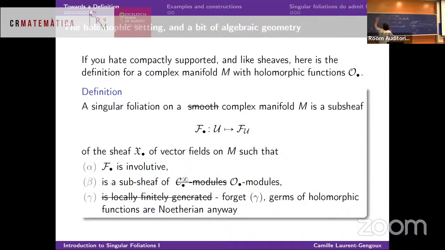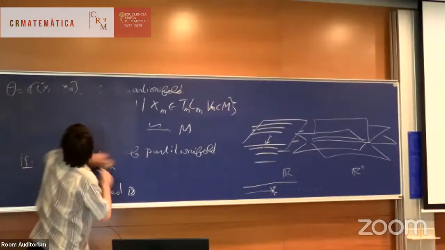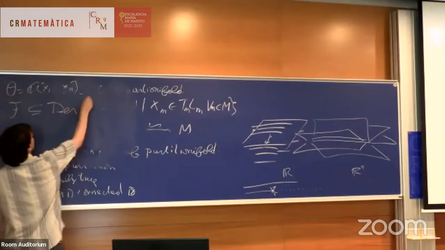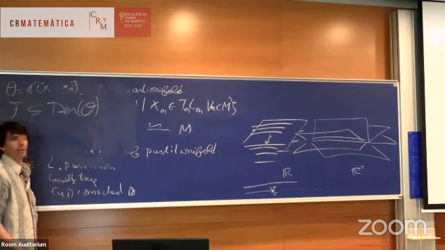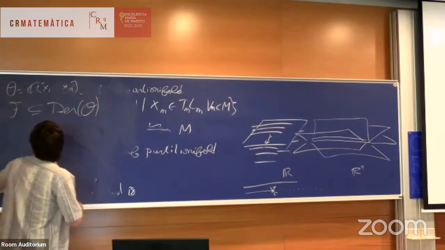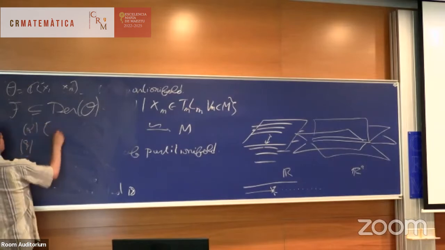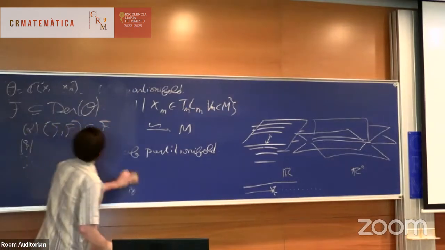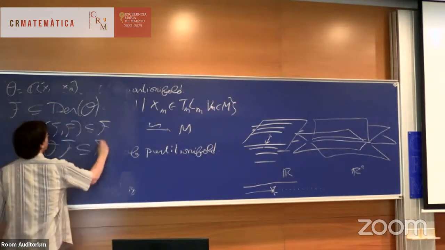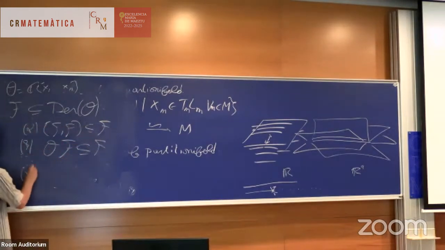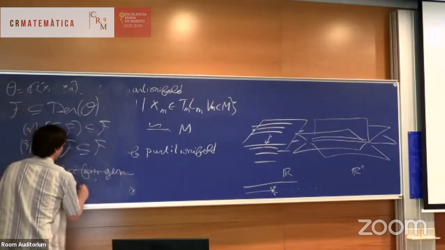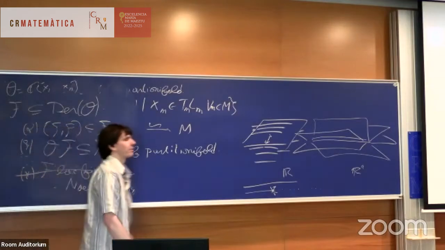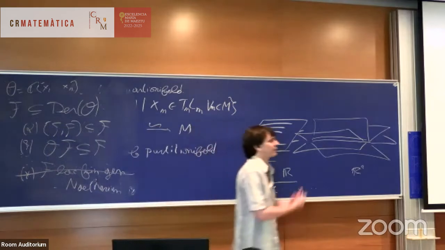What do you think it is? Well, I take all polynomials in n variables. I want to have vector fields. It's just derivations of O, right? Derivations of polynomials are polynomial vector fields. And what do I want? I want F involutive, that is, [F, F] included in F, and O·F included in F, that's a module. And do you think you have to say locally finitely generated? No, because polynomial functions are Noetherian, and any submodule is finitely generated anyway.